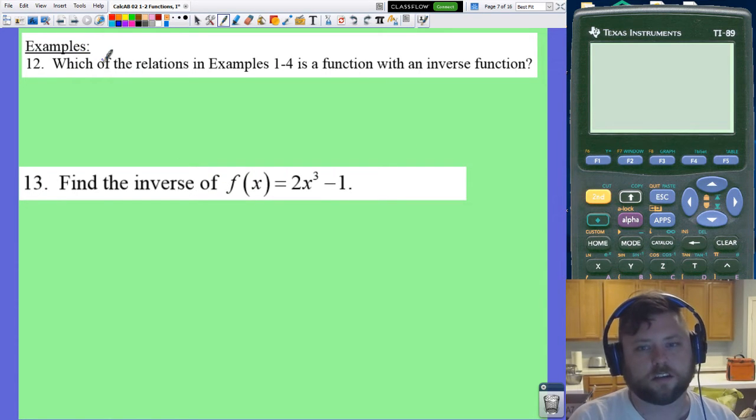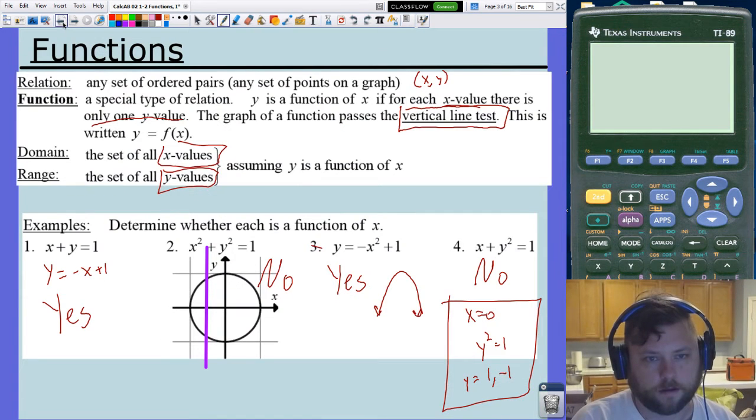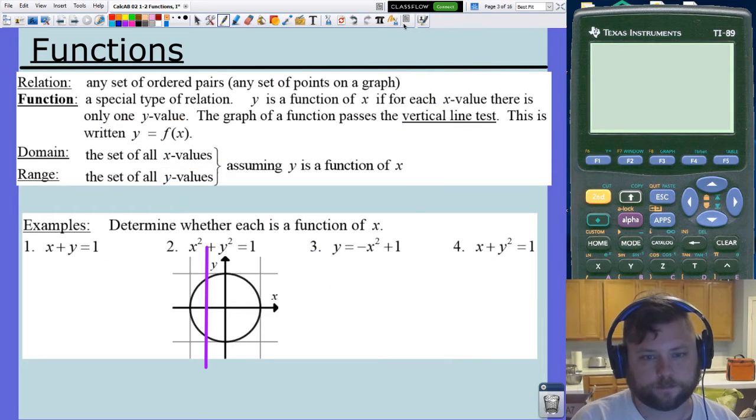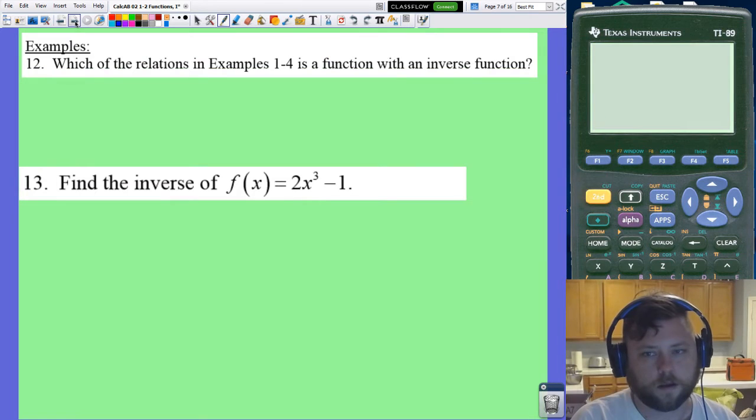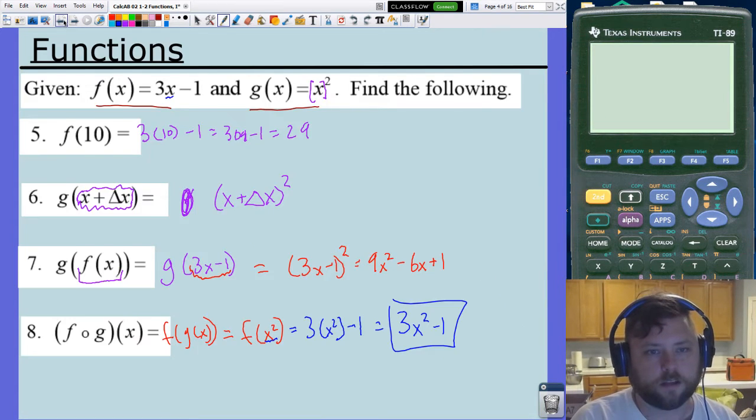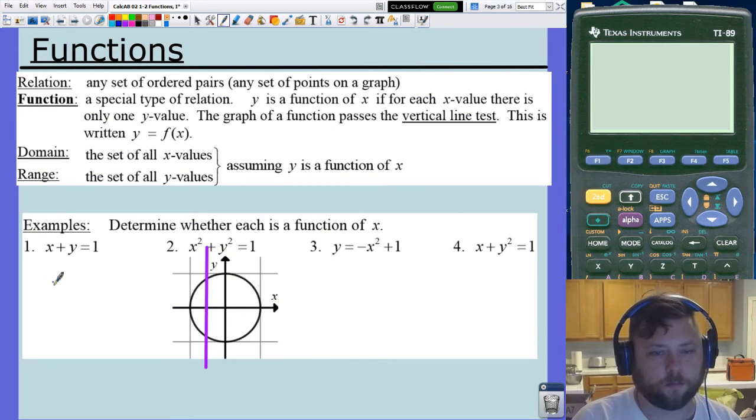Which of the relations in examples 1 to 4 is an inverse function? Let's go all the way back. Okay, so which of these is an inverse function? It's a lot easier if you can just graph these. In fact, I don't like these. So is this a function with an inverse function? So it means, can you flip them and still have a function? If you can flip the x and y and still make it a function, then it has an inverse function.